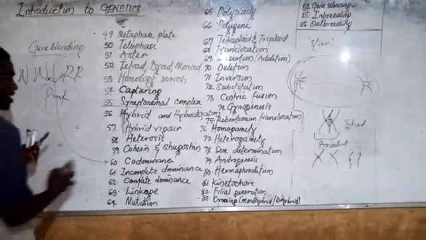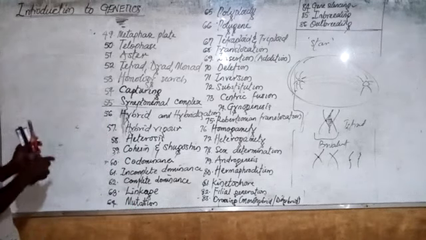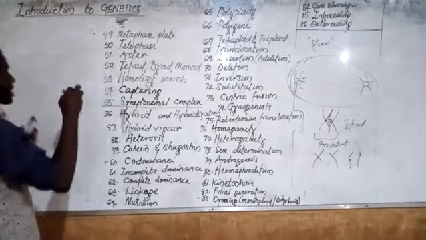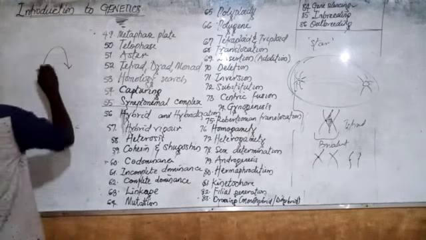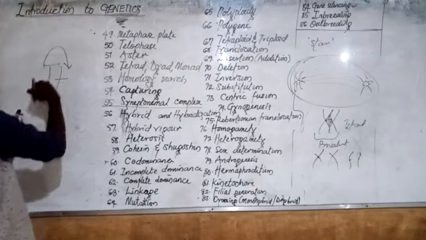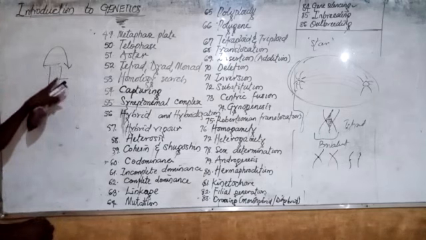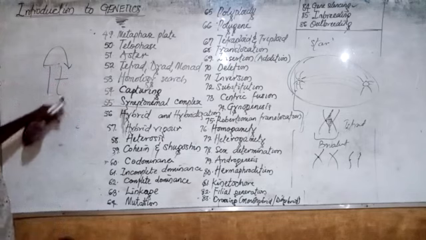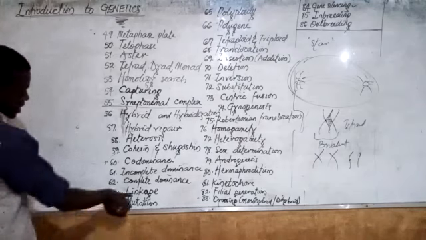Alright? Now, a complete dominance, on the other hand, is when one particular gene, one allele, is completely dominant over another allele. For example, the trait for tallness usually might be dominant over the trait for shortness. Alright? So that is complete dominance of one gene.